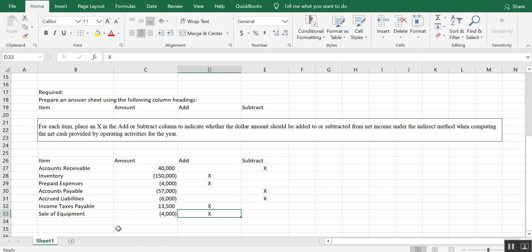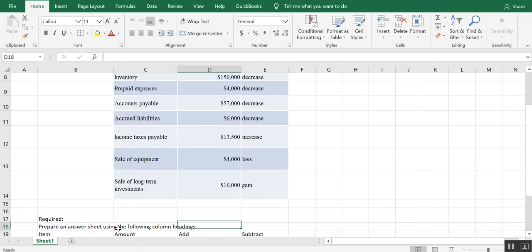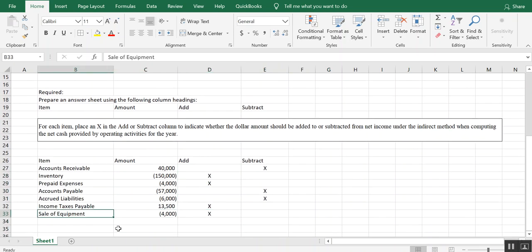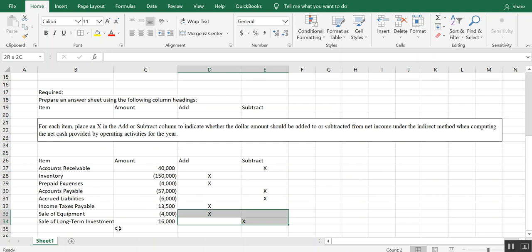And then the last item is the sale of a long-term investment at a gain of 16,000. So when we do that, we have a gain of 16,000. And because we add a loss, we're going to subtract the gain. So that's really it for this problem. And it really is a problem just to illustrate how we set up the statement of cash flows.